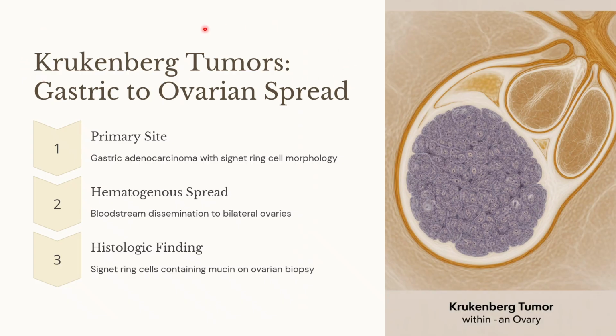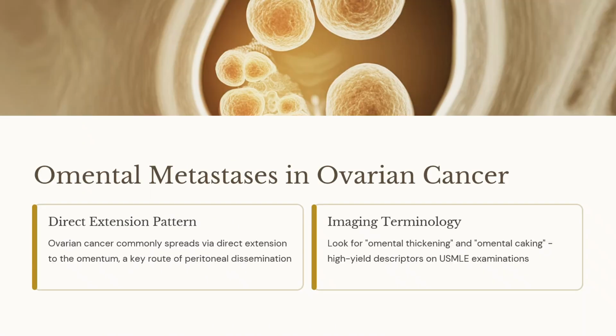What about Krukenberg's tumor? When gastric cancer metastasizes to the ovaries by hematogenous spread, it is known as Krukenberg cancer. How will the ovarian biopsy be? The ovarian biopsy will contain signet ring cells containing mucin. Gastric adenocarcinoma is the one commonly spreading to the ovaries.